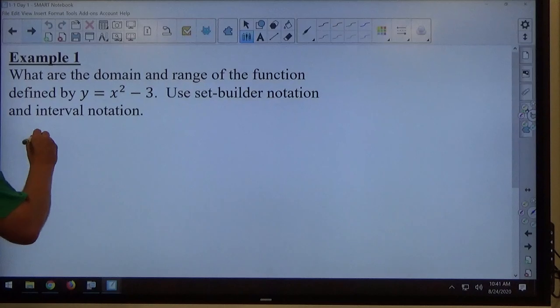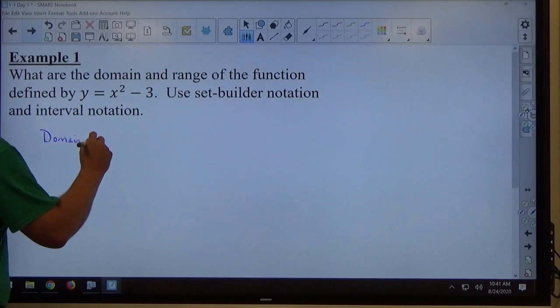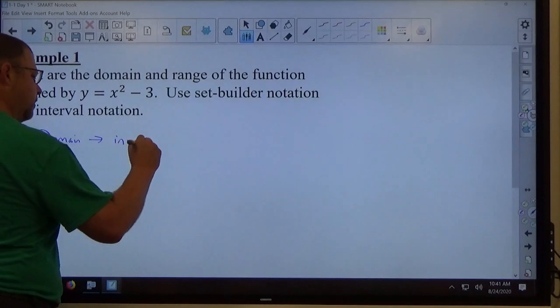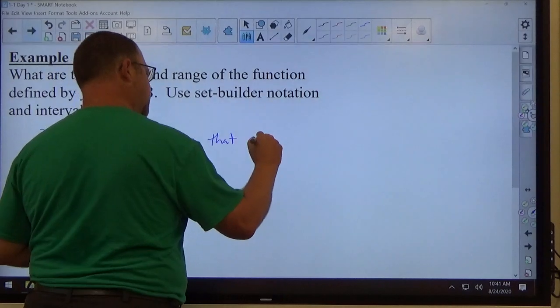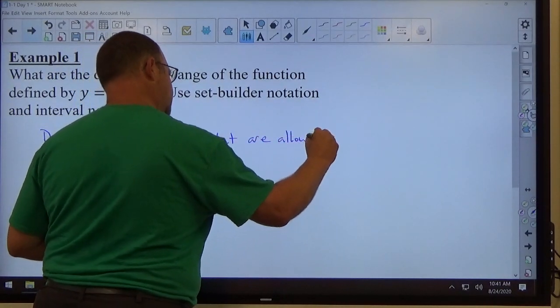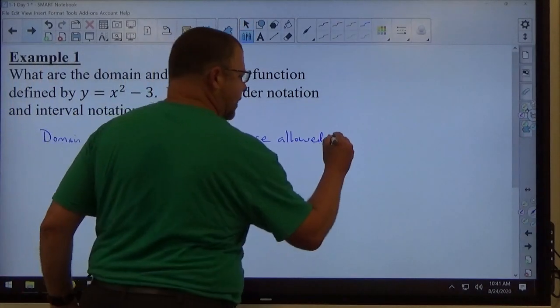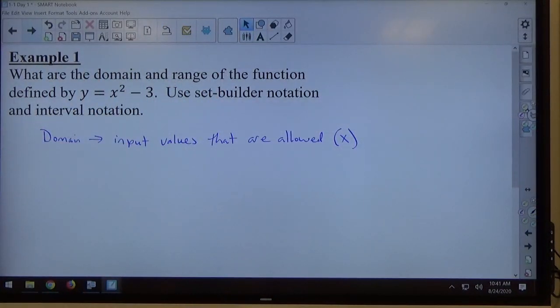So, the word domain, when we're dealing with a function, represents the input values that are allowed. So in mathematics, when we're dealing with an equation, an xy equation specifically, the input, the domain, has to do with x. And we have to consider the type of thing we're dealing with in order to establish domain.